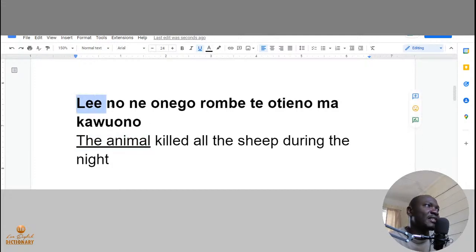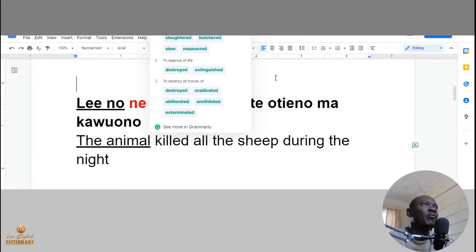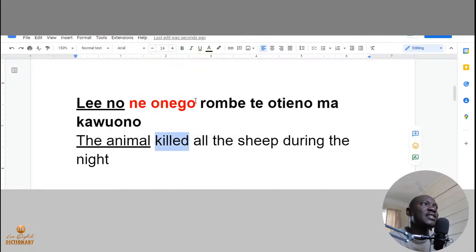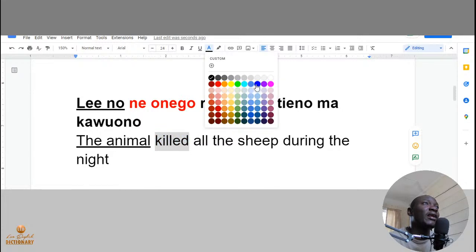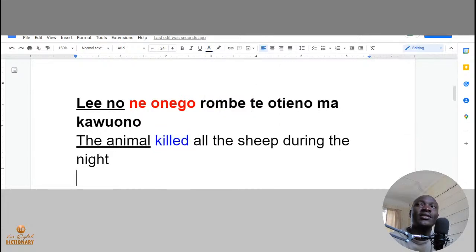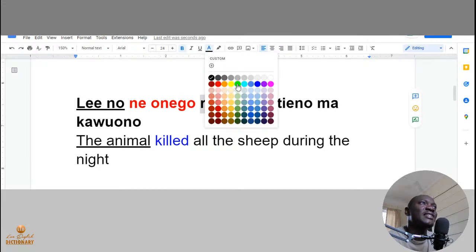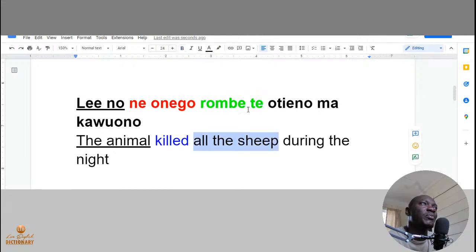The animal is leno. The animal. Ne onego. You know the reason why I say ne onego is because it's past tense. Ne onego is killed. Okay? If we say it will kill, then let me do a sentence with it will kill, so then we see the difference. Leno ne onego rombe te. Rombe te becomes all the sheep.